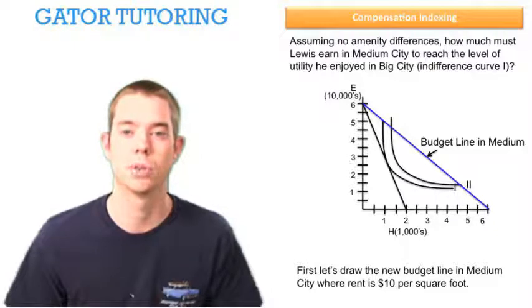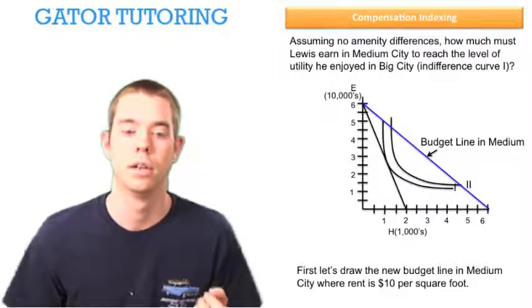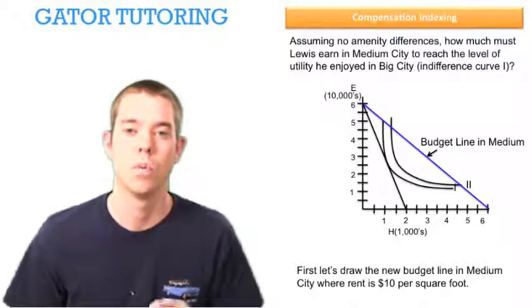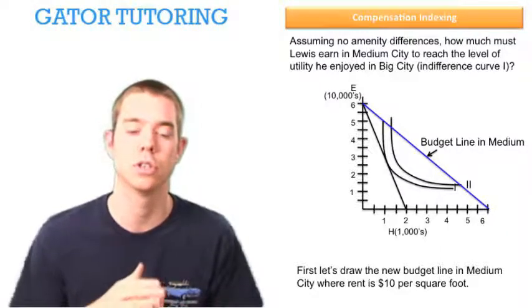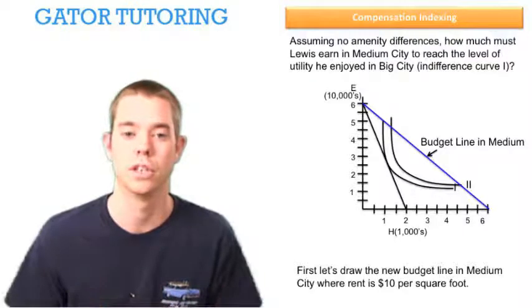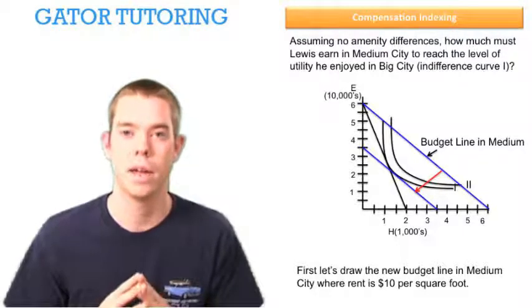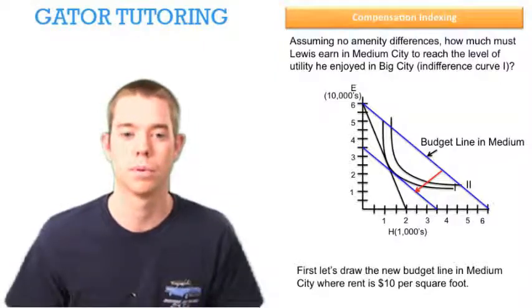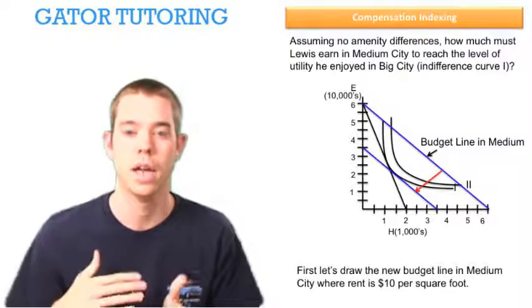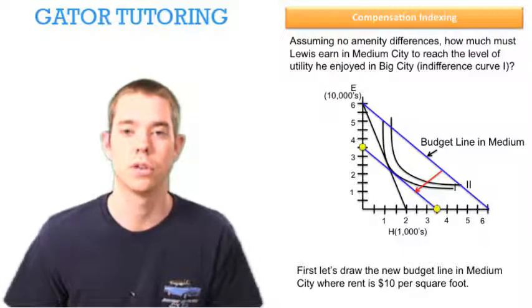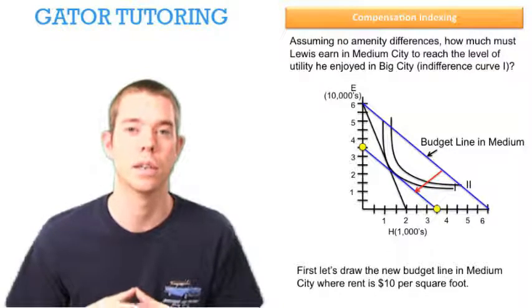To find out how much we'd have to pay him in medium city now, we need to shift that blue line to be tangent to that same indifference curve, which is indifference curve 1. So we move it over, and now to see how much we'd have to pay him, well, we can look at this a couple of different ways, but basically look at both of the intercepts, the y-intercept and the x-intercept, these two yellow dots, and that will tell you the salary needed.